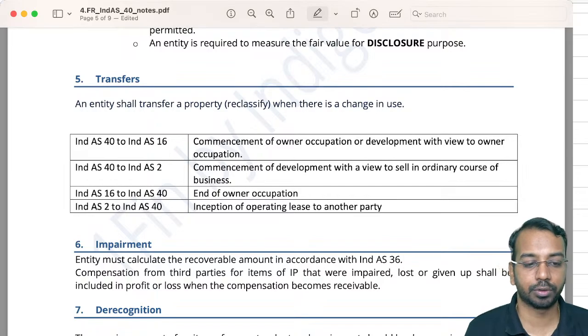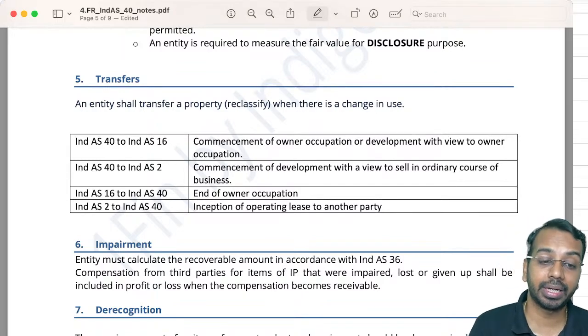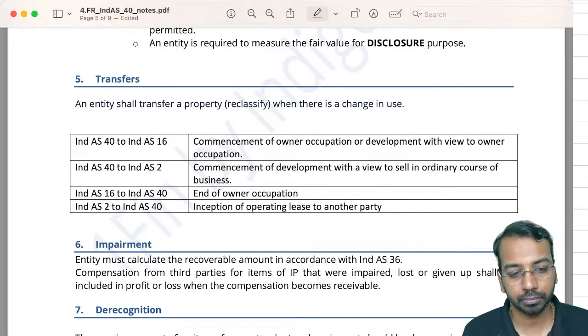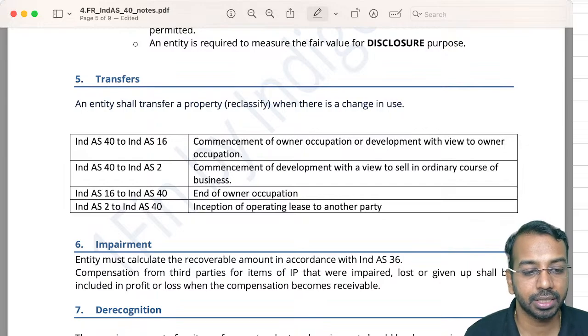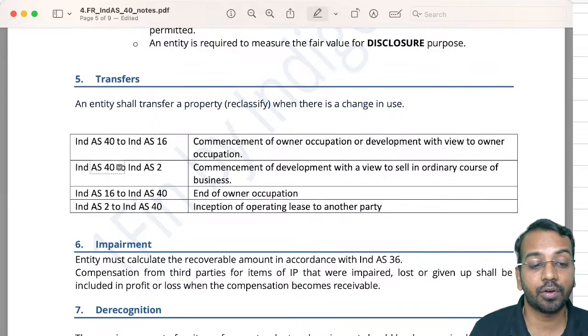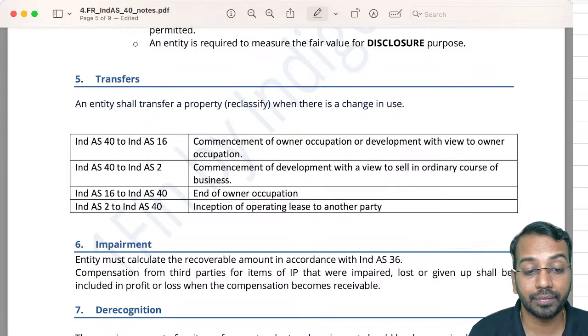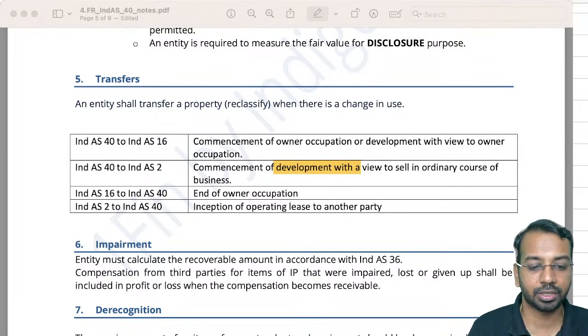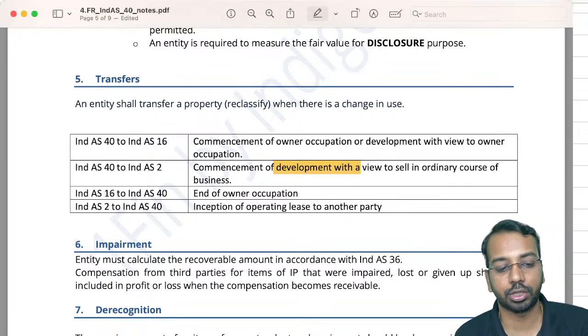In that case, what you have to see is Ind AS 40 to Ind AS 16, means earlier it is an investment property. Now it is in Ind AS 16. So in that case, you will reclassify it as property, plant and equipment. Then Ind AS 40 to Ind AS 2 means you have started development with a view to sell in the ordinary course of business. In that case, you will move it from Ind AS 40 to Ind AS 2.